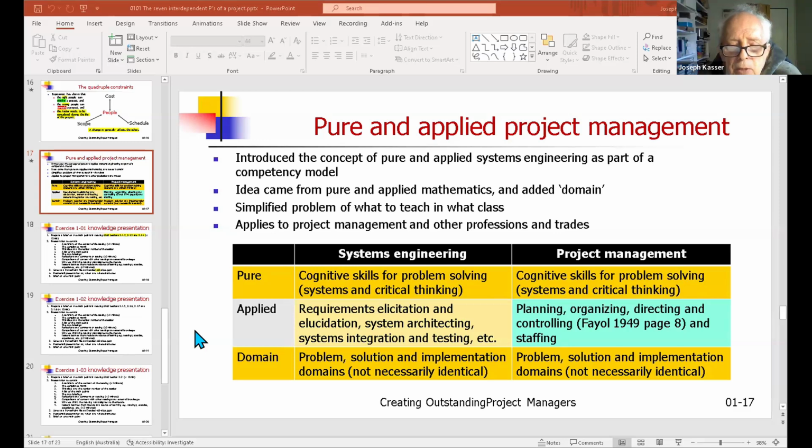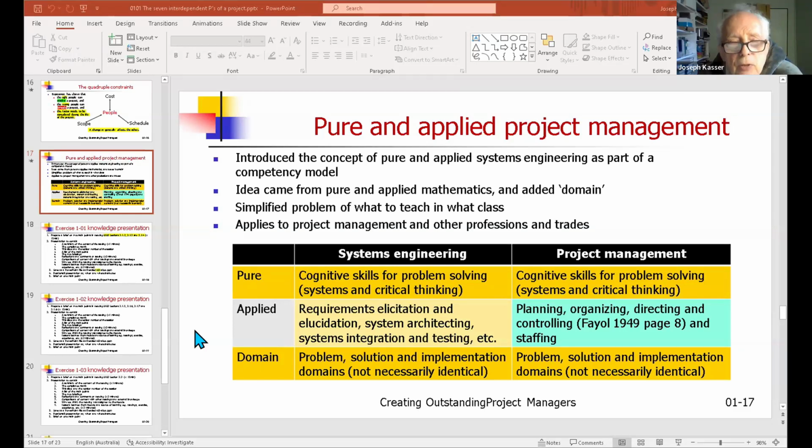And of course, I'm making the assumption that the engineer has knowledge of whatever domain they're working in, whether it's transportation, aerospace, marine, traffic, whatever it is. And so I would teach the cognitive skills, systems and critical thinking, and then I would teach the applied skills, which would be requirements elicitation, elucidation, systems architecting, systems integration, testing, and so on. And then I realized later that the same description could go for project management.